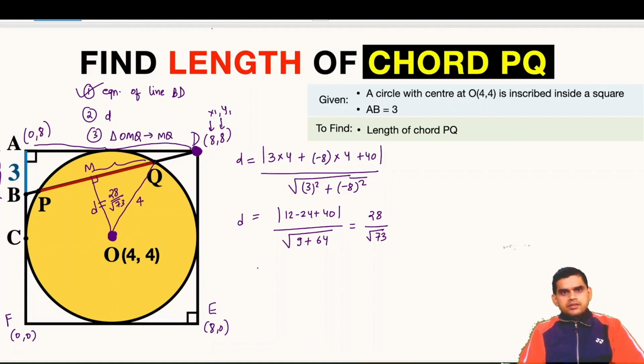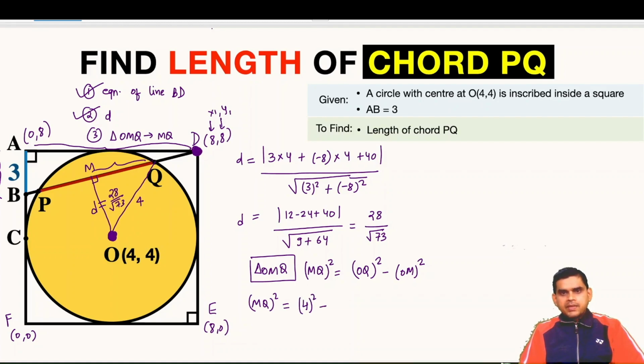Now let us focus on triangle OMQ because our step 2 is also complete. In OMQ, we will apply Pythagoras theorem and we will try to find the length of MQ. So MQ square will be equal to OQ square minus OM square. So MQ square will be equal to OQ is the radius, so square of 4, minus OM is D, so this will be 28 over root 73 whole square.